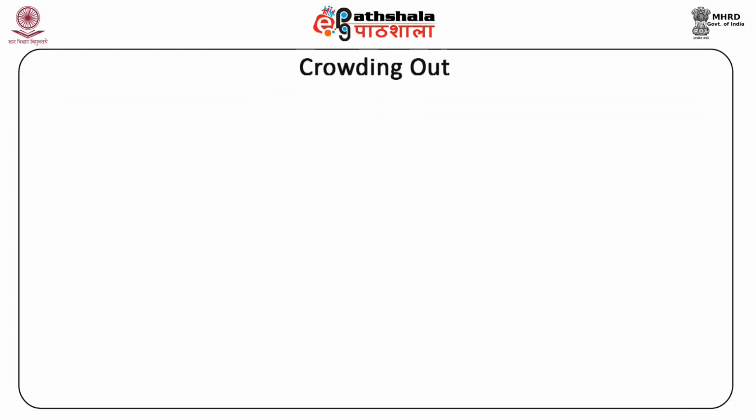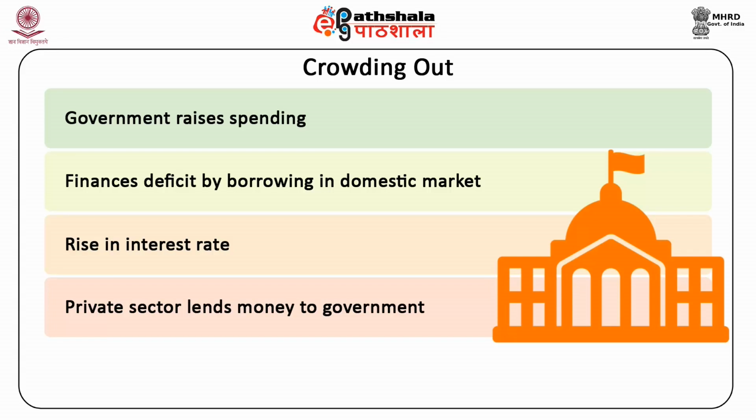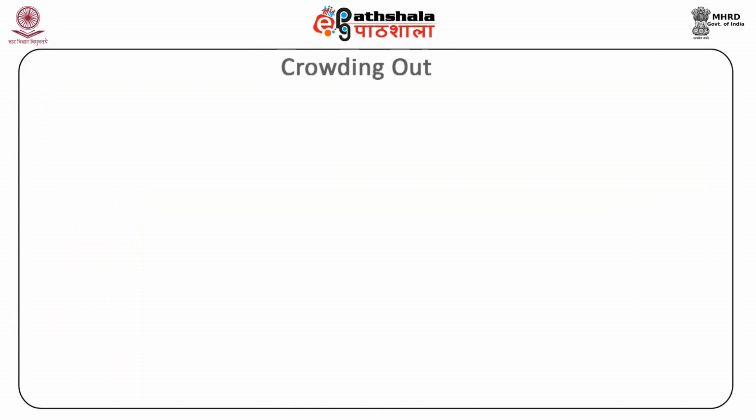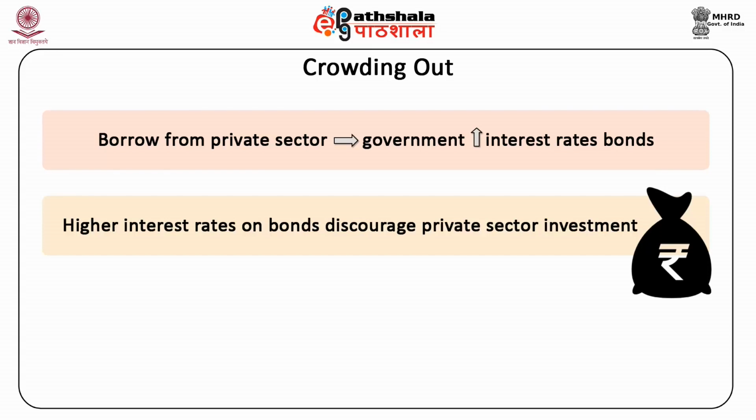Apart from this, sometimes the government raises spending and finances its deficit by borrowing in the domestic market and competing with the domestic private investors, thereby leading to a rise in interest rate. In the former case, when the private sector lends money to the government, they have less money to invest in private sector projects, thereby leading to crowding out of private investment. In the latter scenario, in order to borrow from the private sector, the government may increase interest rates on its bonds to attract people to buy. These higher interest rates on bonds are likely to discourage private sector investment and spending.